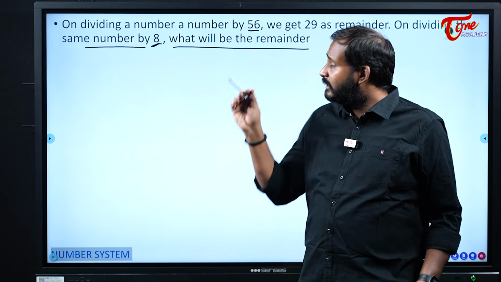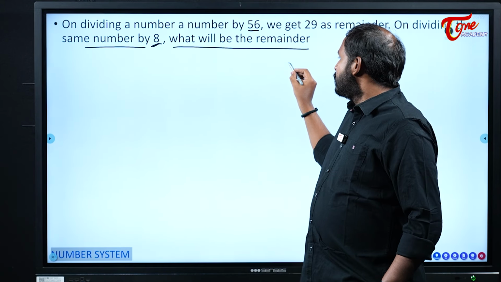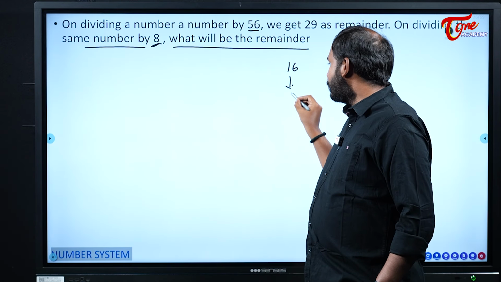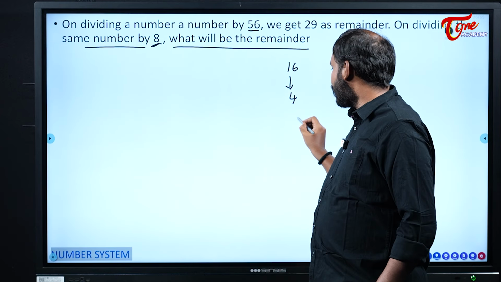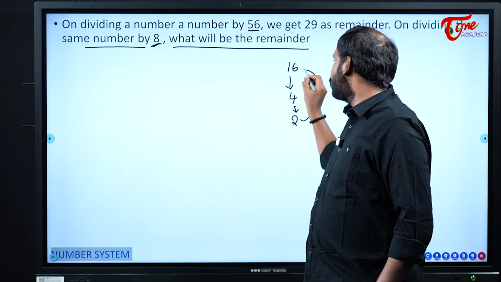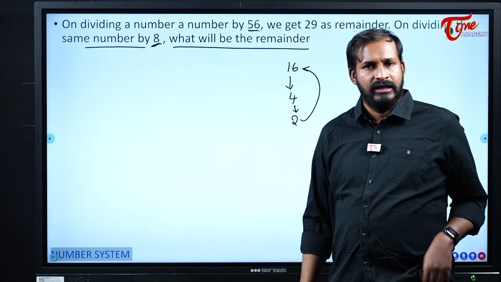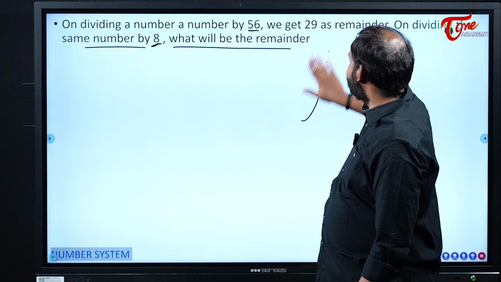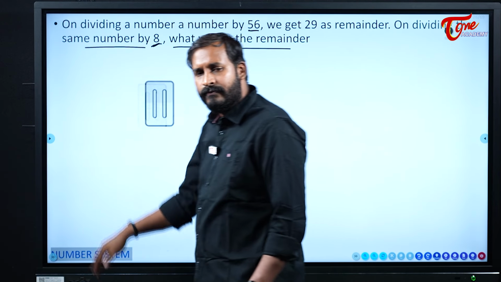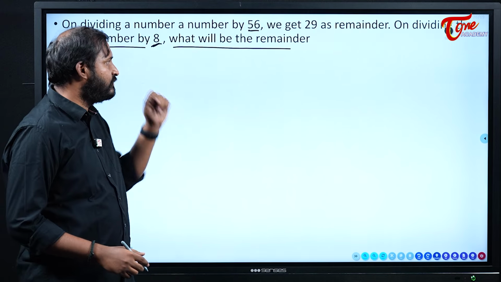For example, those numbers are very big, so we will take small numbers. We all know 16 is divisible by 4, right? And for 4, 2 is a factor. That means obviously 2 will divide 16. 2 is also a factor of 16, right? Same concept here also. Anyway, 8 is a factor of 56. So if the number is divisible by 56, then the number is also divisible by 8.